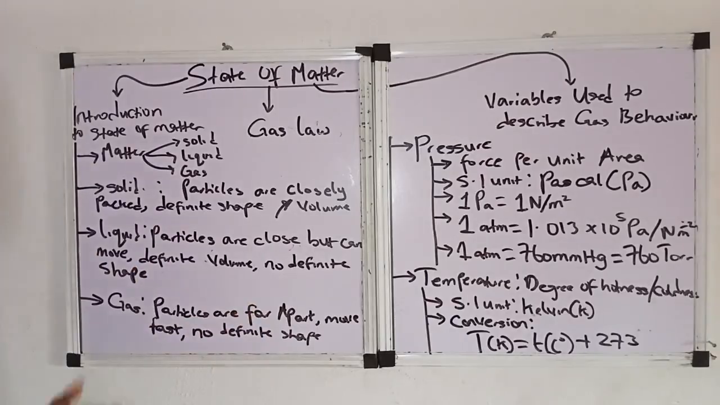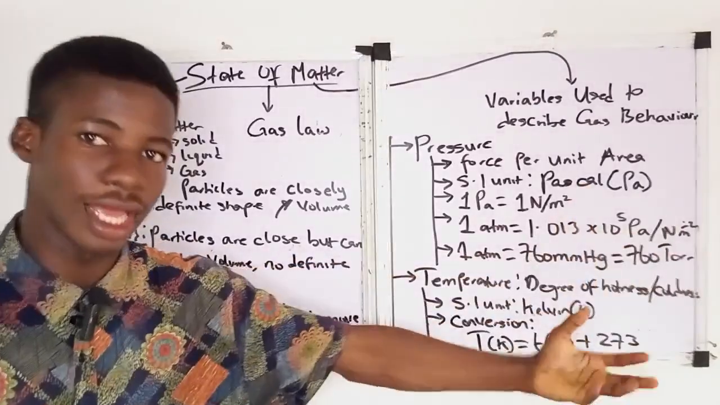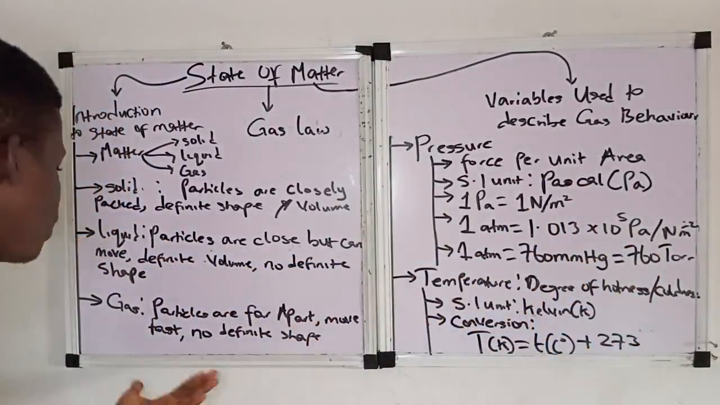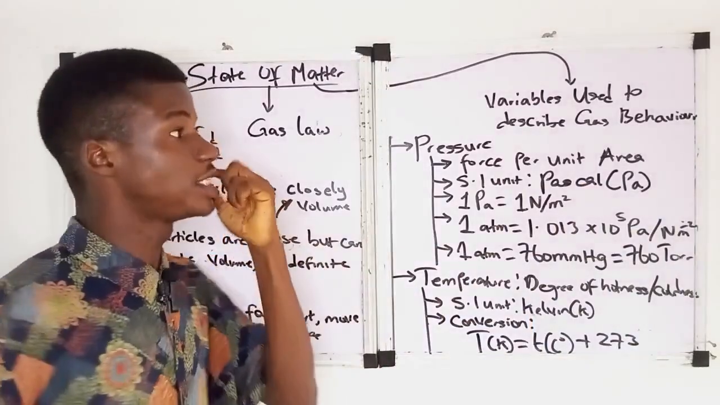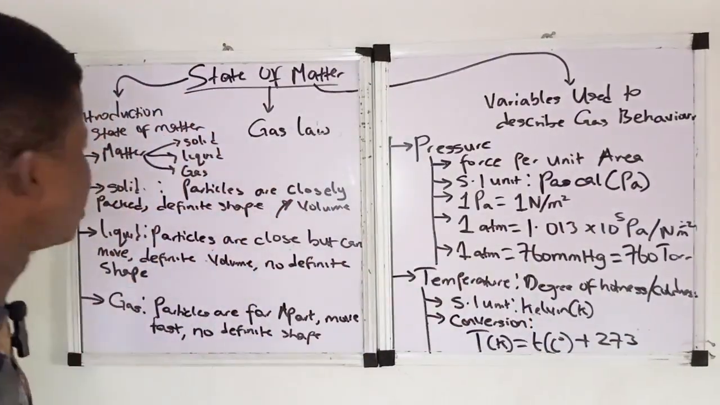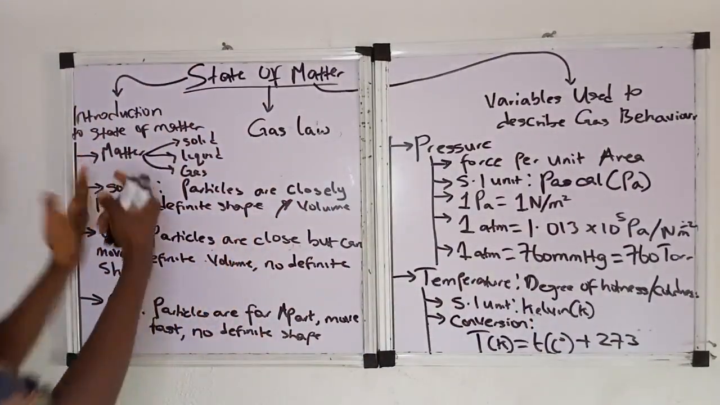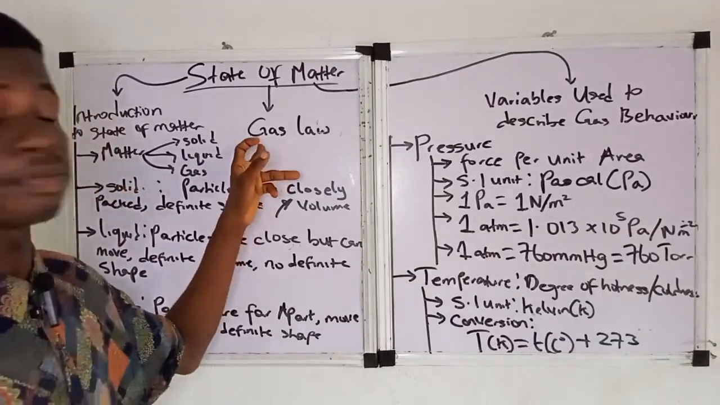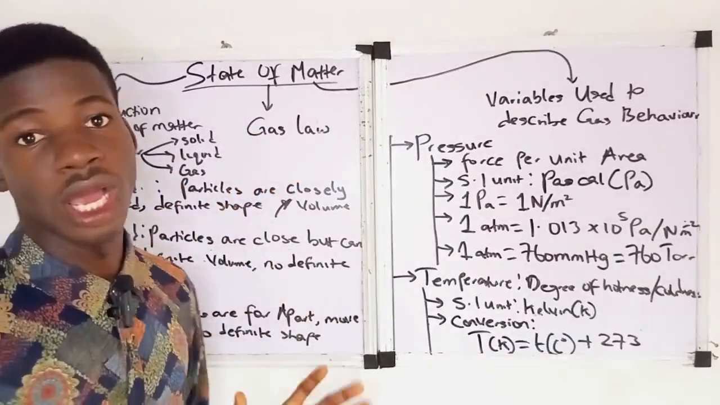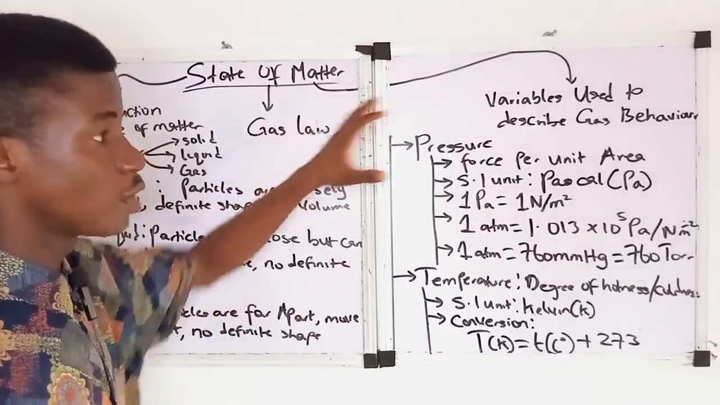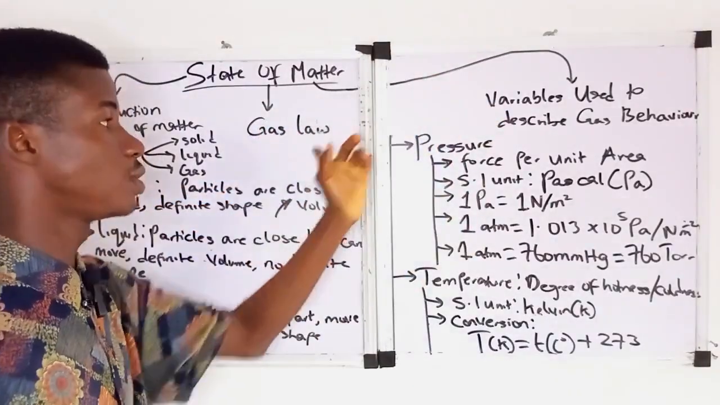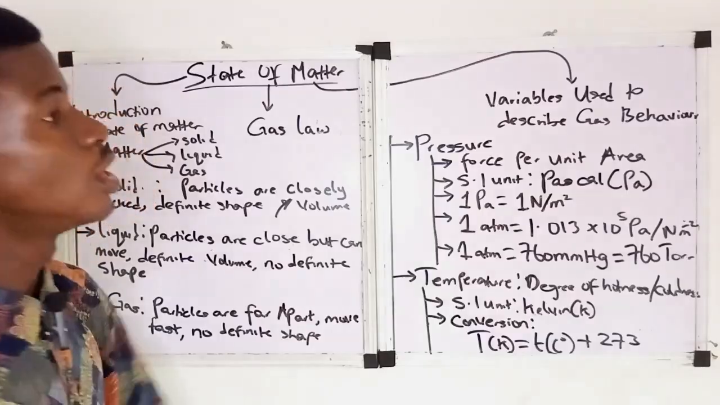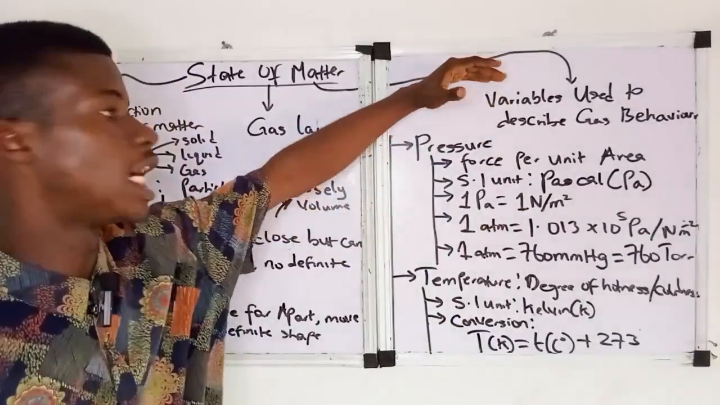Then gas. The particles are far apart from each other. They move, and they have no definite shape. So this is all about states of matter. The next part is gas law, but I will skip this and move to this first. We'll talk about this before we do gas law.